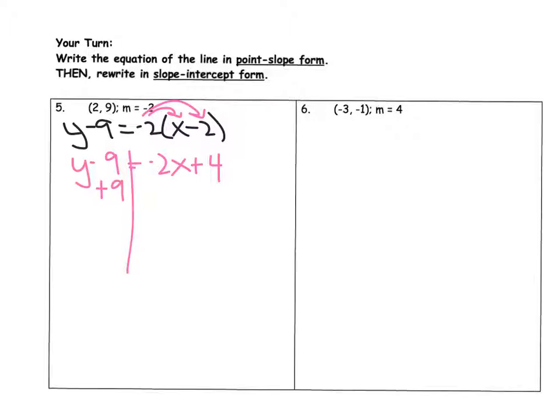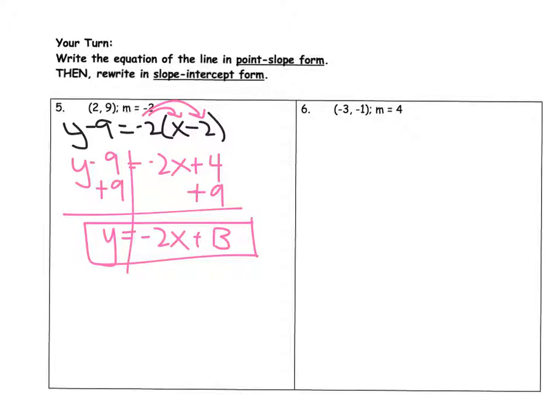Add 9 to both sides so that I'm isolating my y. And I get y is equal to negative 2x plus 13. There's my final answer in slope-intercept form. All right, let's do the next one.